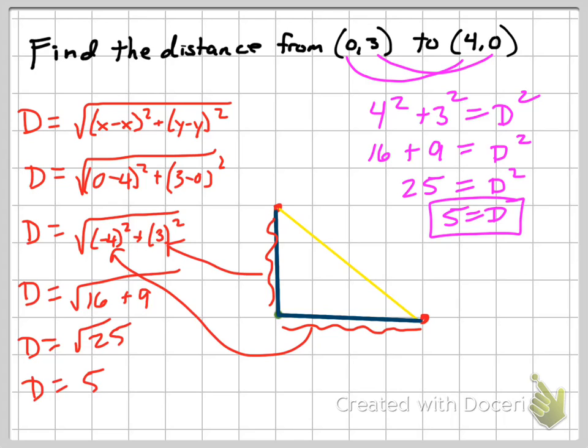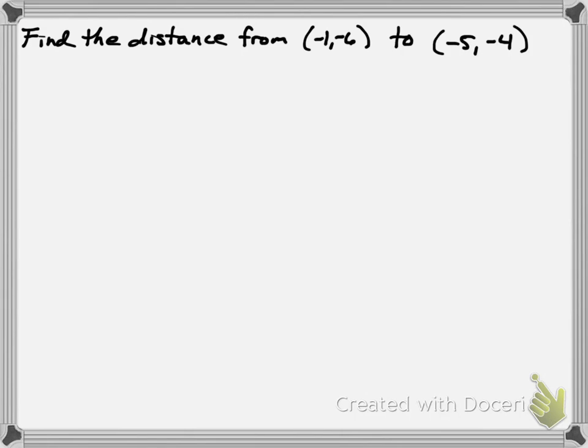And then I drew a picture to show you. It's just the Pythagorean theorem. All right, you try one. All by yourself. Using the way I think about these, what I would do is say, how far is it from negative 1 to negative 5? 4. And then how far is it from negative 6 to negative 4? 2. And then I put that together.